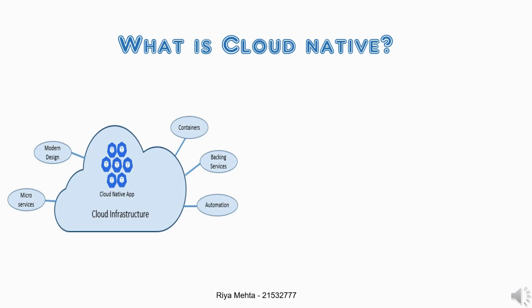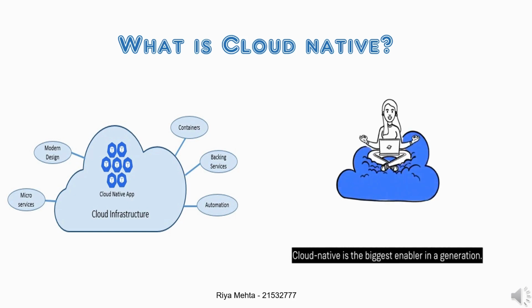In this slide, I present cloud infrastructure. The speed and agility of cloud native derive from many factors. Foremost is cloud infrastructure. But there are 5 other foundational pillars shown in the figure: microservices, modern design, containers, backing services, and automation. Cloud native changed the way of designing, implementing, deploying, and operationalizing systems.